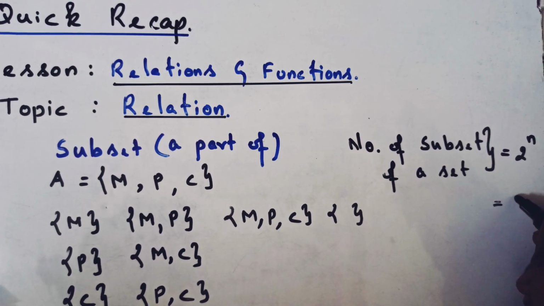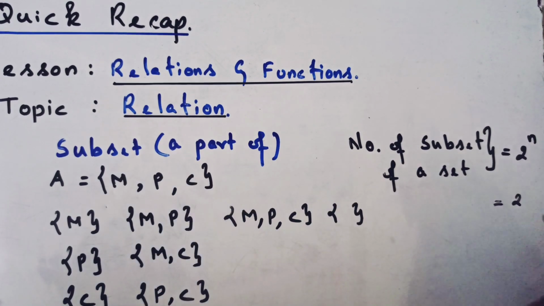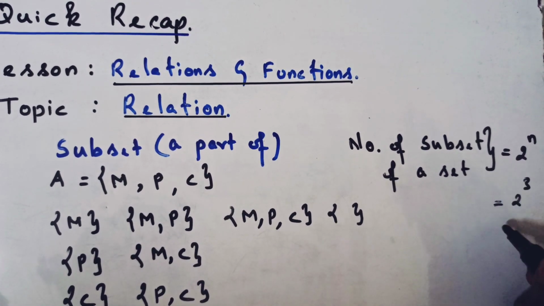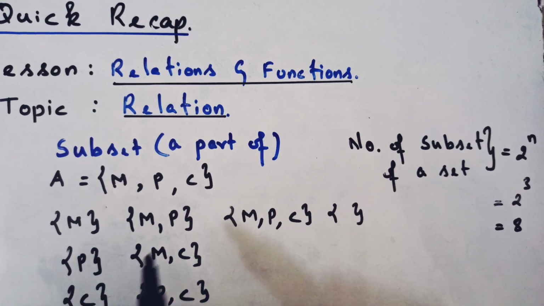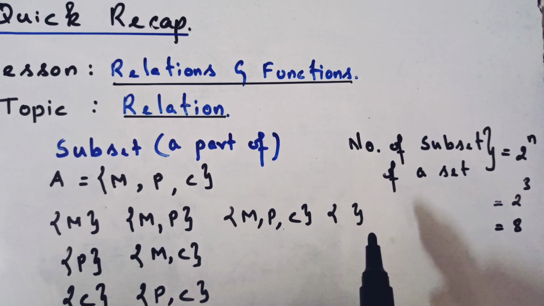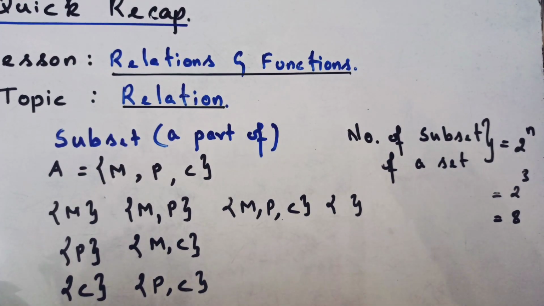Over here, how many elements do we have? 1, 2, 3. So it is 2 raised to the power of 3, which is 8. And we have 8 subsets: 1, 2, 3, 4, 5, 6, 7 and 8. These are the basic ideas about subset which are needed for the topic relations. We have a lot more to learn about subset. It's being a quick recap, so we are not going to go deep into it.